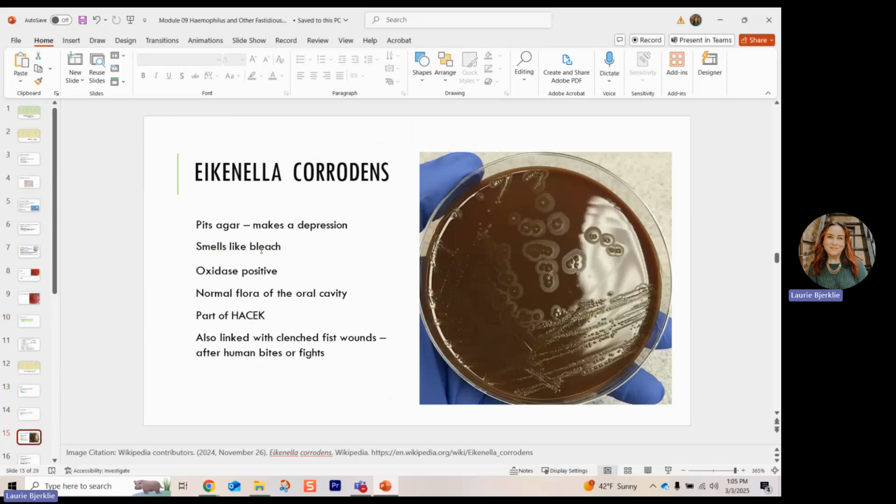The other thing with Eikenella corrodens is it tends to smell like bleach. So that does have a specific odor to it. The way that I've always remembered that is corrodens reminds me of the word corrosive, and I think of bleach as being corrosive. So that's how I link that together. Again, these are gram-negative. So if you oxidase test it, it will be oxidase positive. We've already said it's normal flora of the oral cavity, part of HACEK.